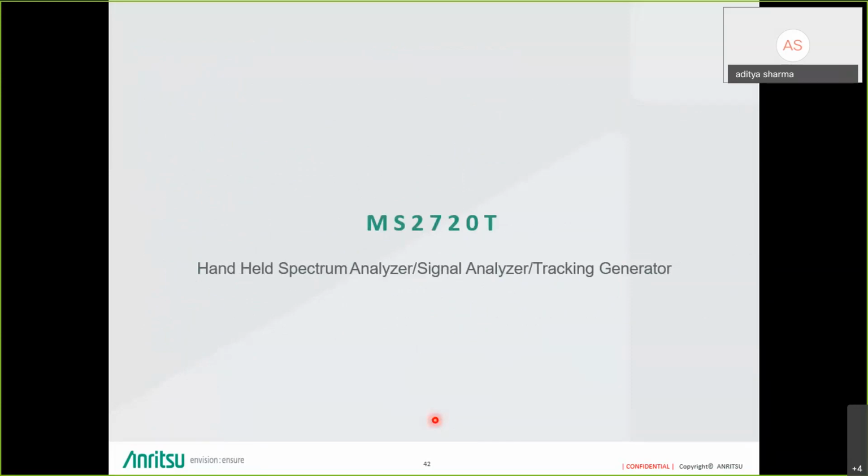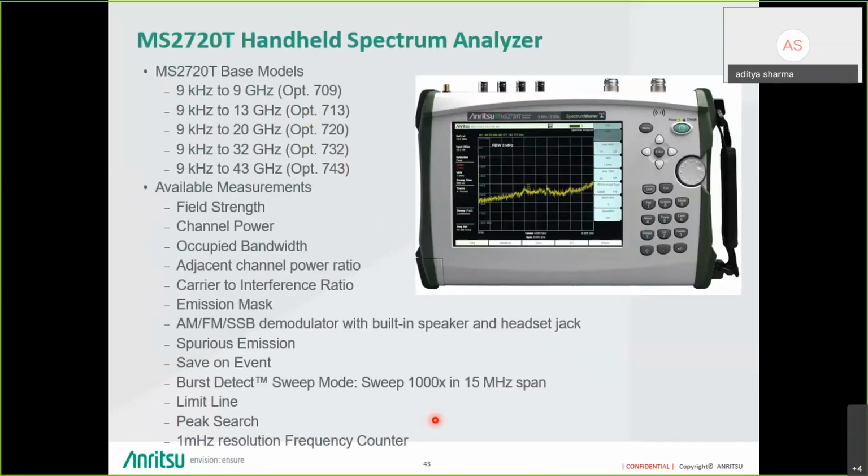Now we are talking about the handheld spectrum analyzer that Anritsu again offers. We do have a signal analyzer for handheld. We do have a spectrum analyzer for handheld as well, along with the tracking generator. This is the T series, we call it. It's the MS2720T. It's a battery operated instrument. Starting frequency starts from 9 kilohertz. Then models are 9 gigahertz, 13 gigahertz, 20, 32, and 43 gigahertz.